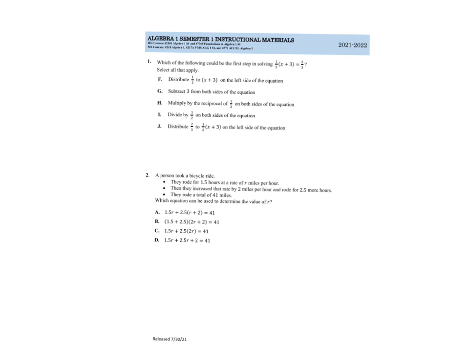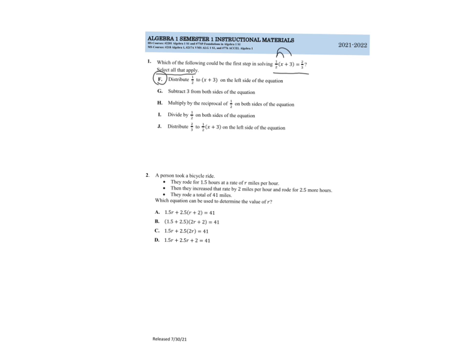So let's start here with number 1. It says, which of the following could be a first step? And it says select all that apply. That's their way of letting you know that you have more than one answer, okay? Let's look at this problem and see what we would do first. Normally when I see parentheses, I know I'm going to be distributing. So that's what the very first one says, distribute 1/2 to x plus 3.